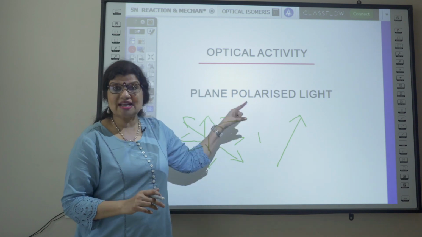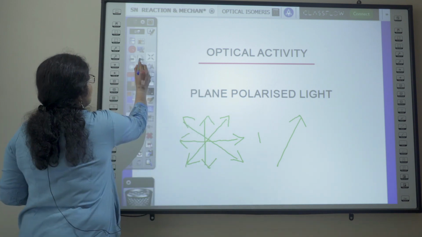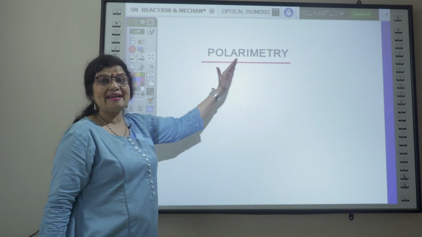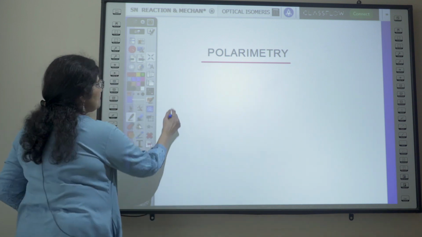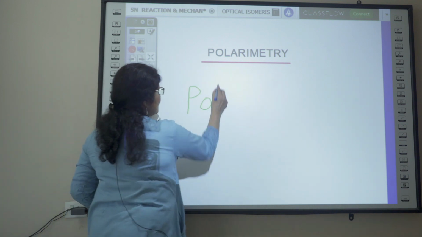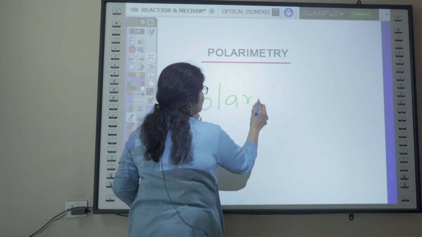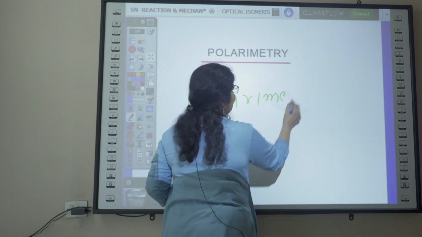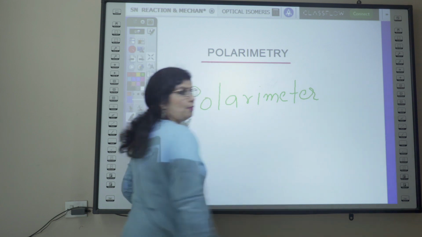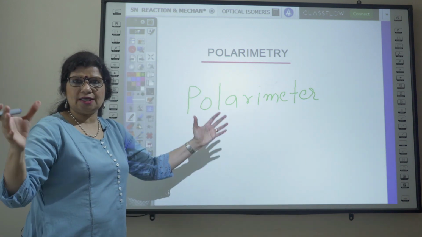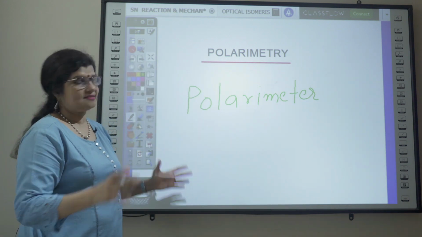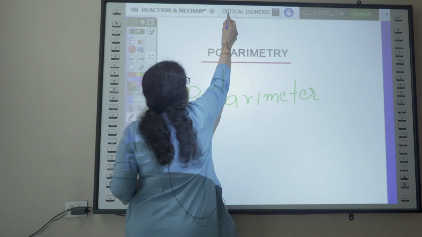Okay? Now to understand what optical activity is, an experiment called polarimetry is done. And polarimetry is done using a setup of apparatus called a polarimeter. A polarimeter is a set of many devices. Let's see how a polarimeter works.